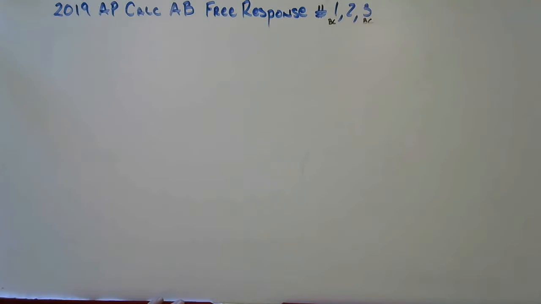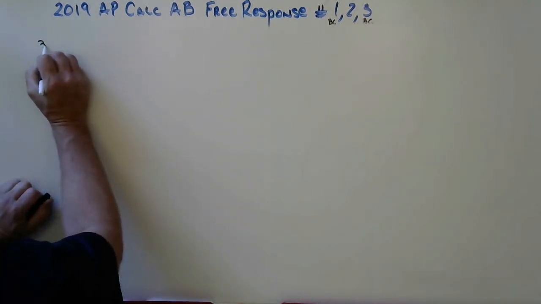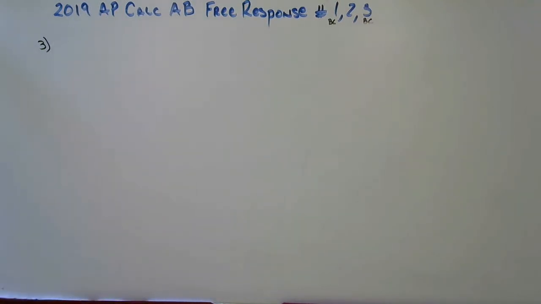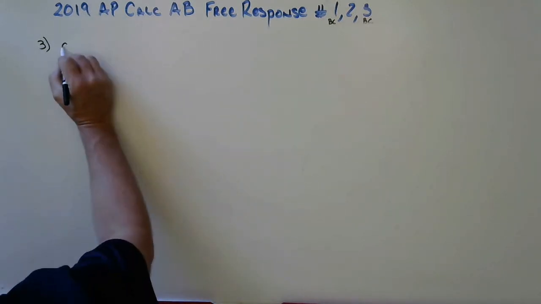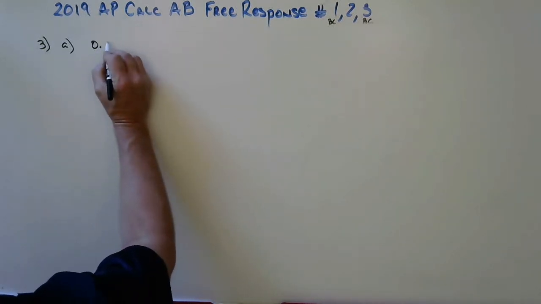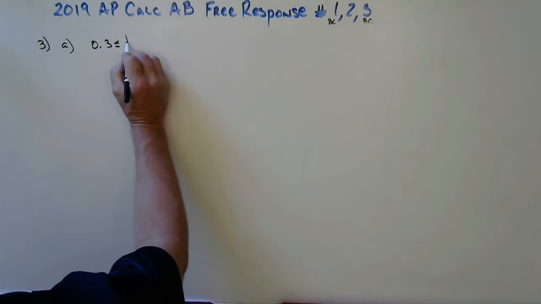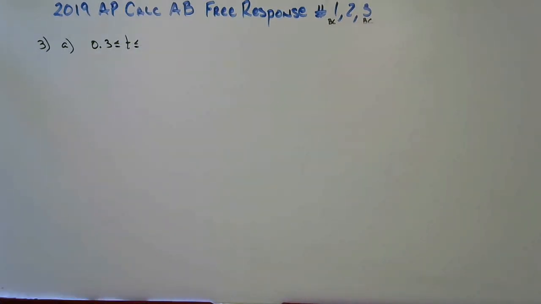All right? So let's take a look at this. This is number 3. And what do we know about our particle? Well, if we look at our table, they gave us this interval in part A. And the interval they asked us to talk about is 0.3 to 2.8.